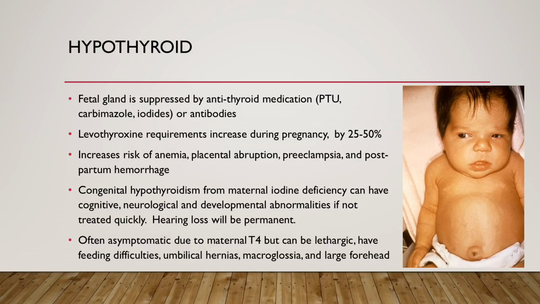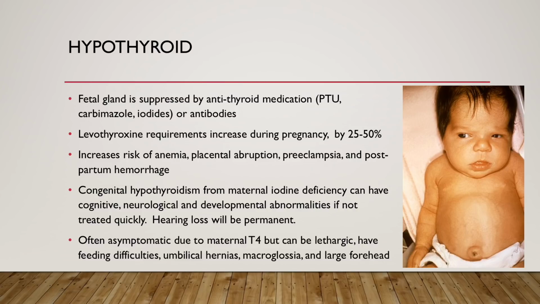Generally, the requirements tend to go up by 25 to 50% during pregnancy. There is an increased risk of anemia, placental abruption, preeclampsia, and postpartum hemorrhage in a mother with hypothyroidism. Congenital hypothyroidism was formerly known as cretinism. We avoid that term now.